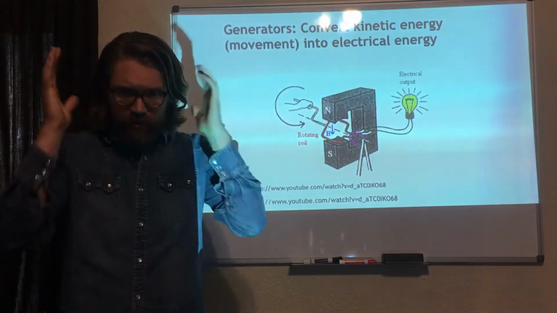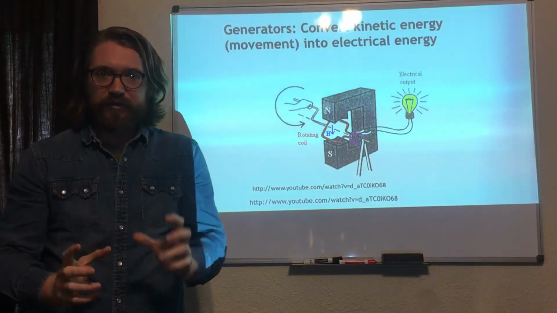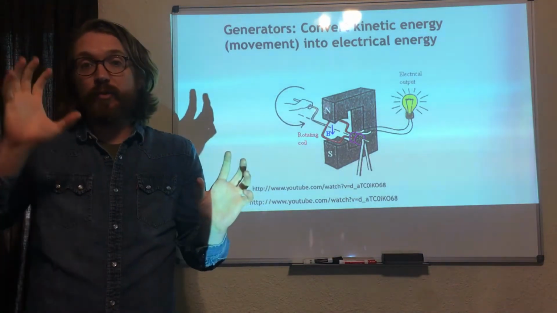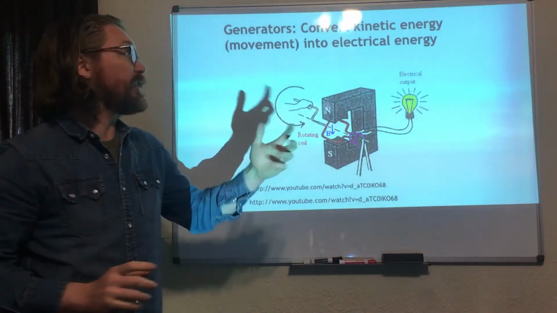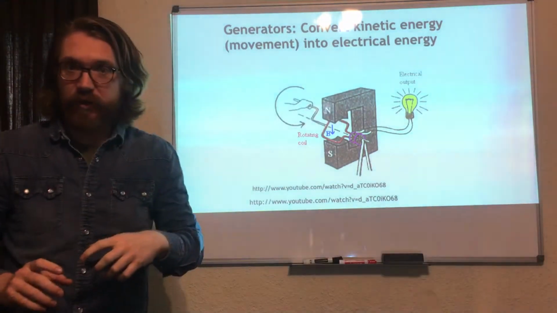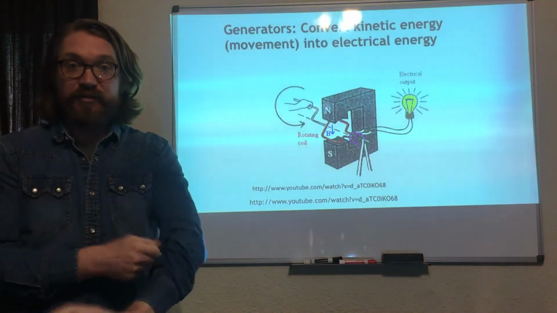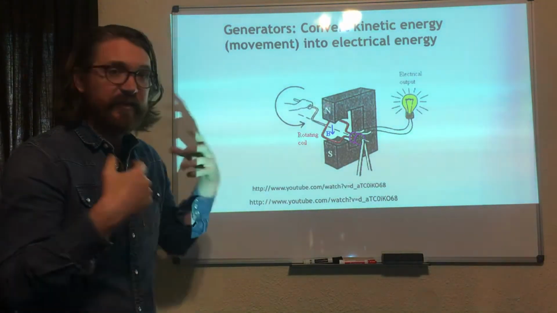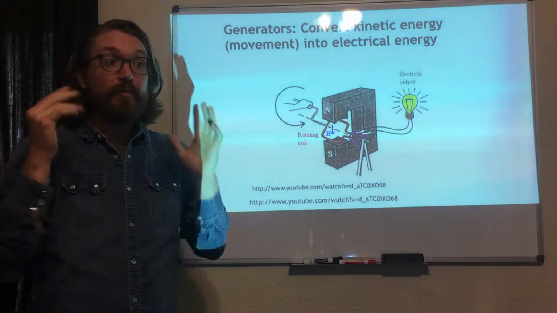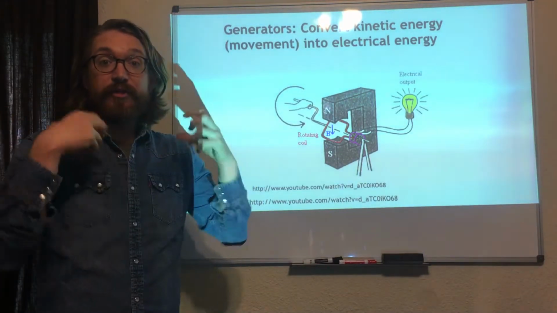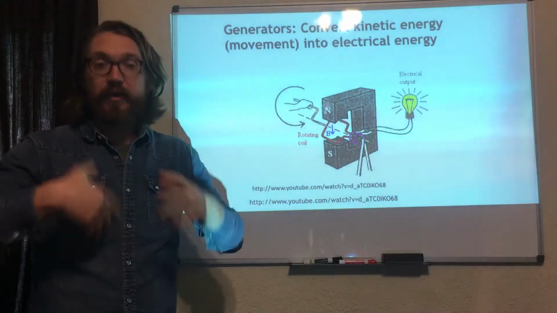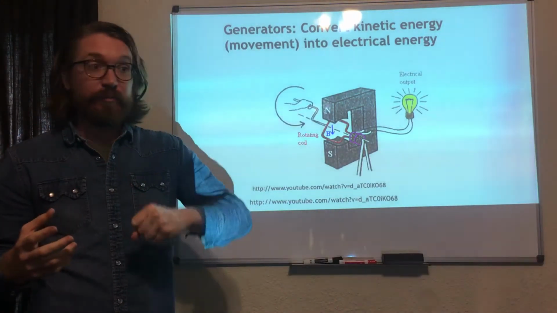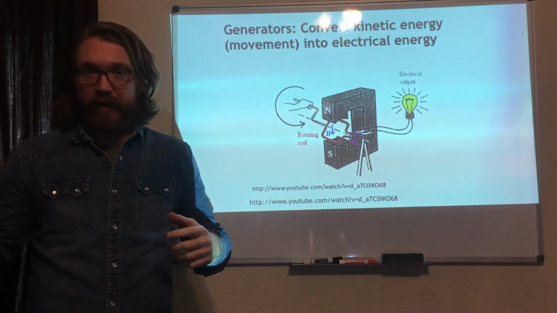Okay, generators. Generators convert mechanical energy into electrical energy. Mechanical energy, or kinetic energy, is movement. Generators take movement and they make electricity. How do they do that? Simply put, a generator moves a magnet through a coil of wire and creates current, that is then trapped somewhere. It's either put into a circuit or it's stored in a battery, whatever.